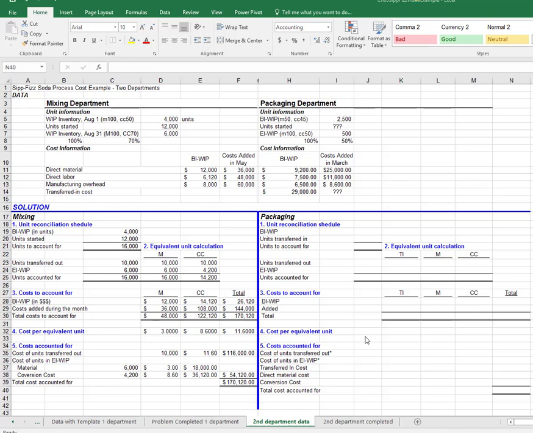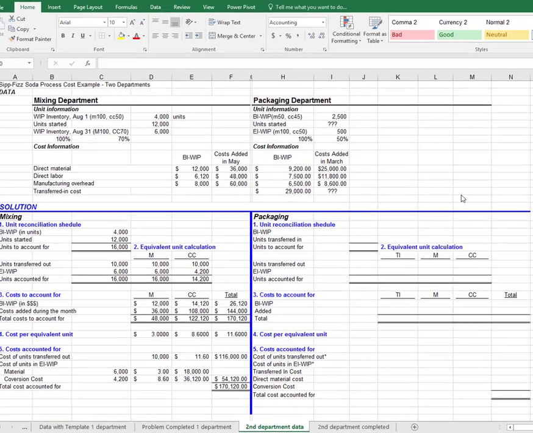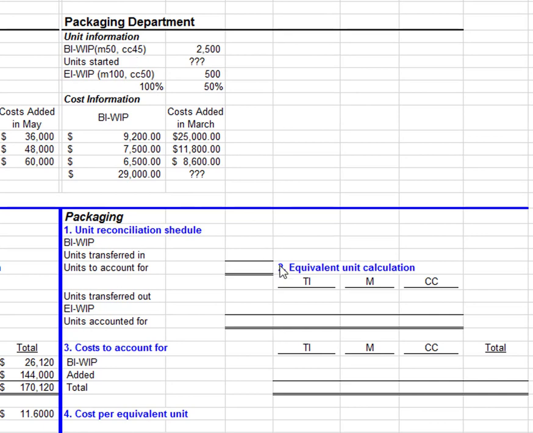Okay, we're going to continue our example here by adding a second department. And here's the process costing example that we already completed. And so these figures should look familiar to you. And here's the information for the second department. And I'm going to just start doing my calculations here.